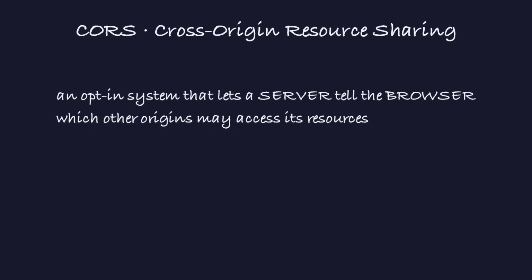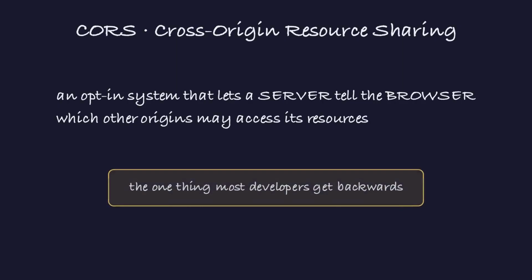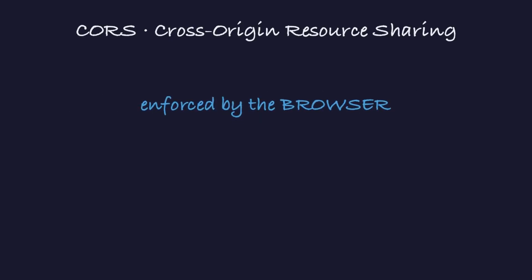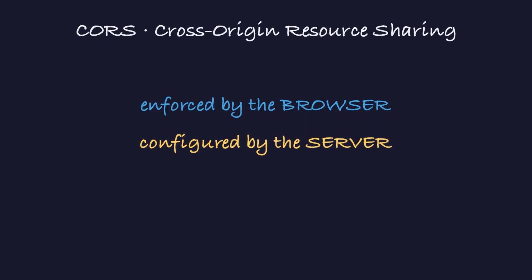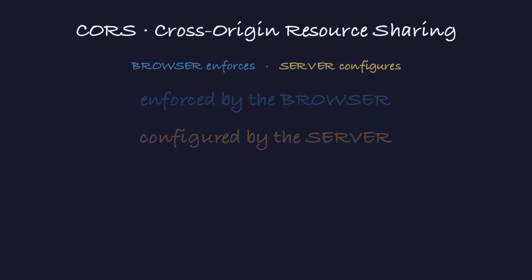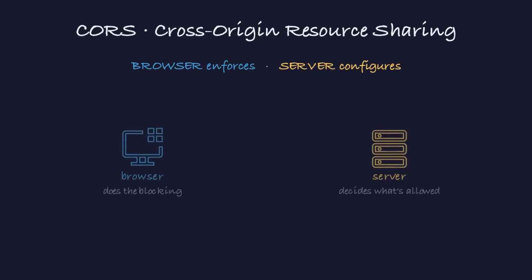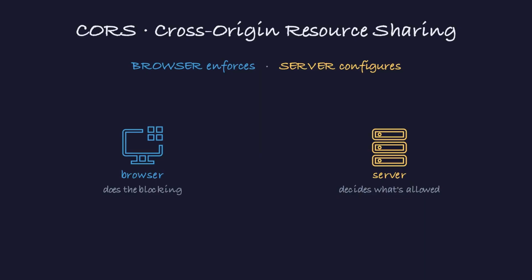CORS, Cross-Origin Resource Sharing, is an opt-in system that lets a server tell the browser which other origins are allowed to access its resources. And here is the key mental model, the one thing most developers get backwards. CORS is enforced by the browser, but configured by the server. Let me say that again, because it is the source of 90% of CORS confusion. The browser is the one blocking the request, but the server is the one that decides what is allowed.